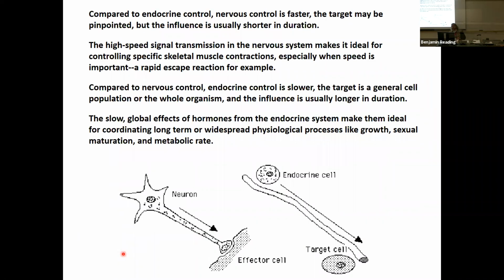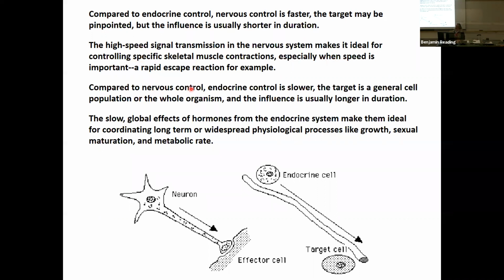So pretty straightforward. Now, when we compare and contrast endocrine and nervous control, the first thing is this: the nervous system operates very quickly. The target may be pinpointed. So for instance, I can move my muscles like this very quickly. My brain can tell just my bicep to move, right? So it's pinpointed and it's short in duration. This is very quick. High-speed signal transmission of the nervous system makes it ideal for controlling skeletal muscles, especially when speed's important, rapidly escaping a predator, for example.